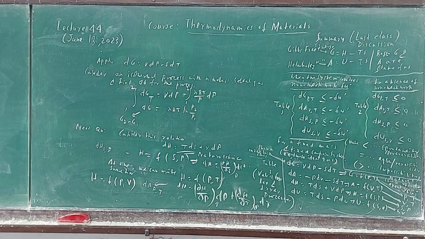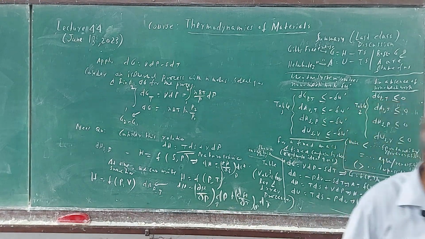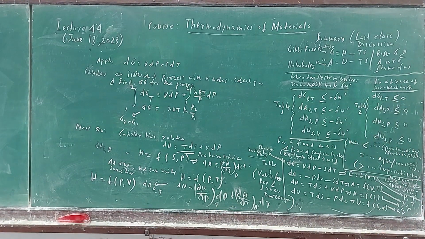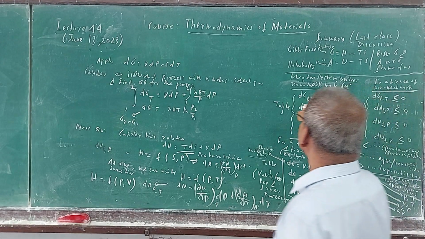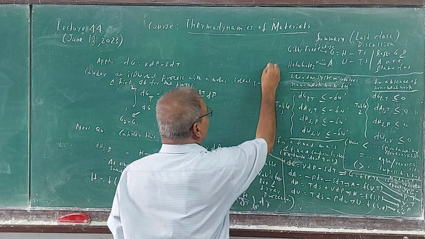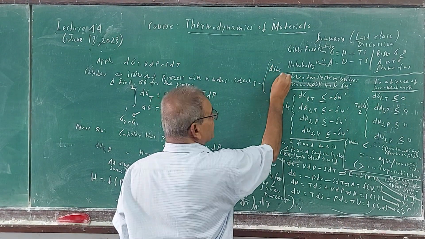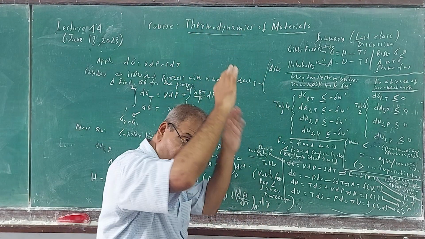dG, sir. At pressure and temperature, it will be the criterion, sir. We didn't use this as a criterion. In fact, we didn't talk of criterion at all. Criterion comes after the second law. These are all statements of the second law, right? These are all alternative statements of the second law, coming from dS universe. So all are alternatives.